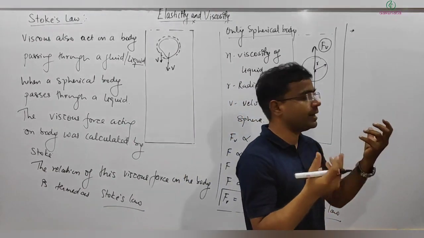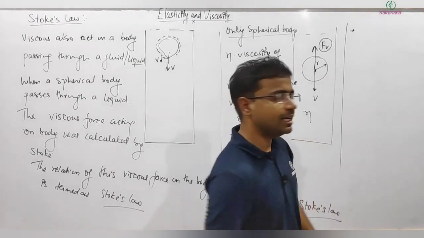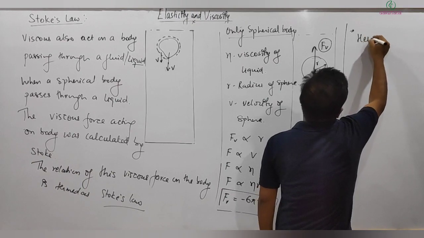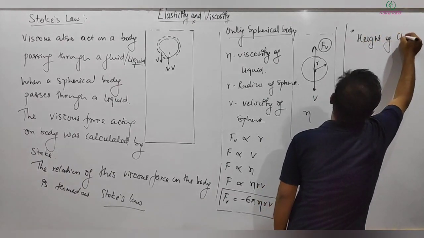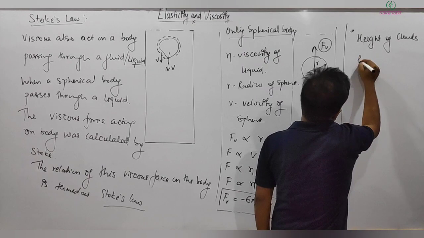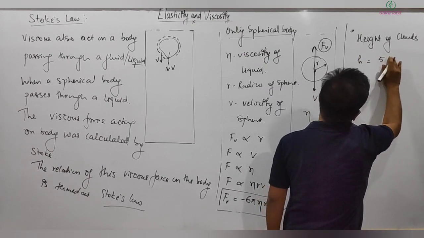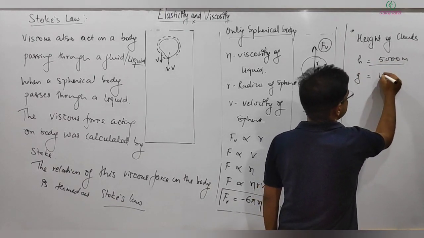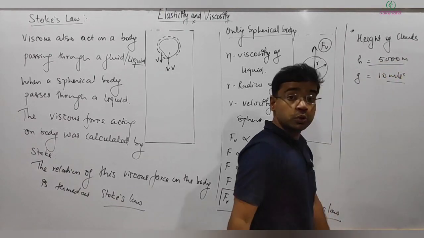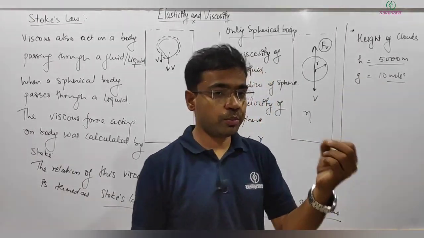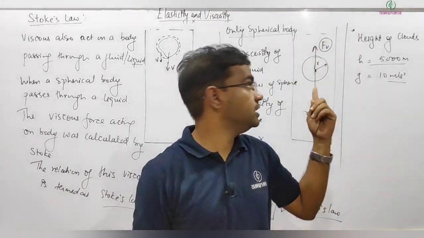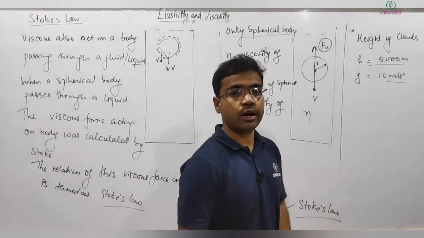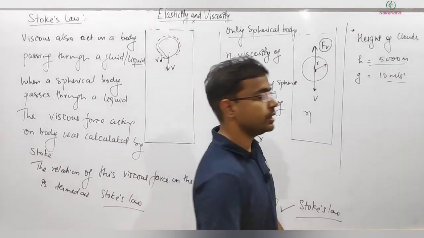But I'm not taking accurate data, just roughly, let's say the height of the clouds in the sky, h. I'm taking it as 5 kilometer, meaning 5000 meter. g will be almost 10 meter per second squared. So just imagine if the raindrop is falling from there, acceleration g will be continuously acting, so it will be accelerating. By the time it reaches the ground, can you imagine how much speed it will be gaining?